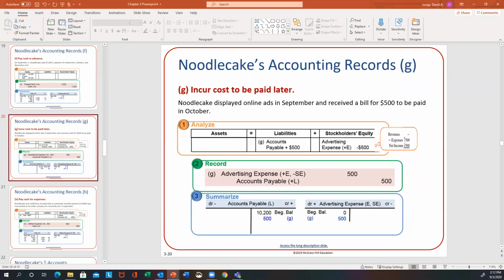Okay, next one says incurred a cost to be paid later. So this is going to be an accrual, where you've got an expense, you just haven't paid it yet. So again, this is your accrual accounting. This is your matching. You've got to record it. It's easier to show you. So you increase the expense, so this reduces equity, and you also increase your liability. So debit your expense, credit accounts payable, and then of course you're going to post it to the appropriate ledger account.